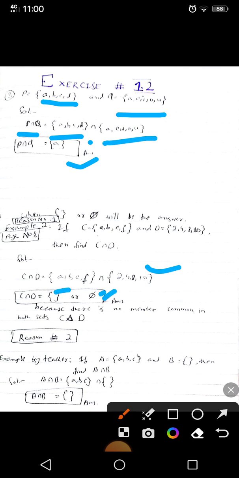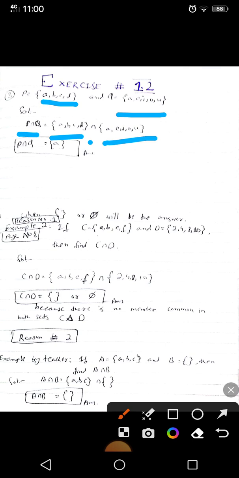Null set is our answer. This is also called null set. This is the second form to write the null set, the second symbol to show the null set. So why is the null set the answer? Because there is no member common in both sets C and D. Okay, got it.